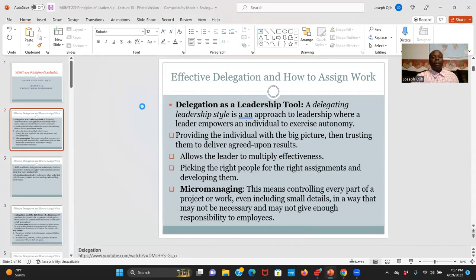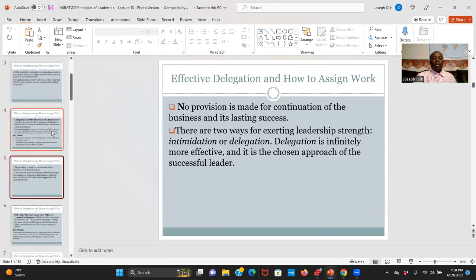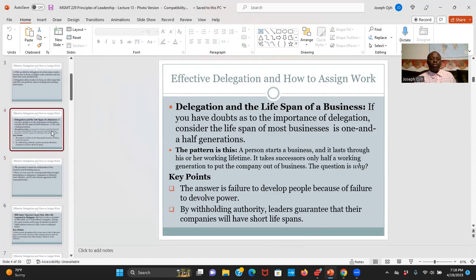Okay, it's talking about delegation, the effective way of delegating work, and delegation as a leadership tool. So let's look at those. I'll start with delegation as a leadership tool. I went back. This is where we are. Delegation and the lifespan of a business.